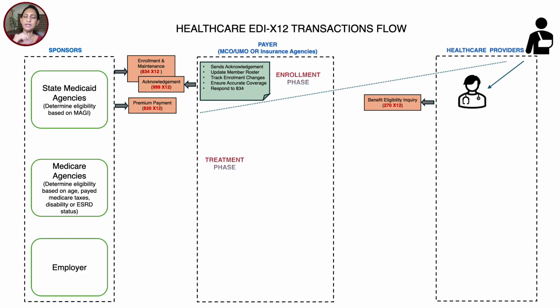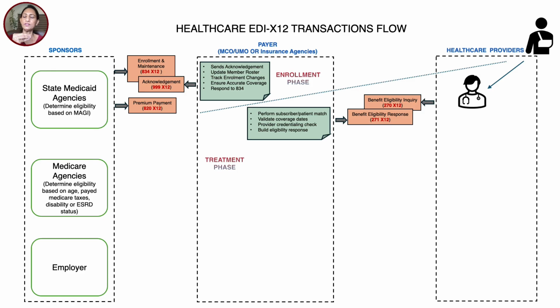file. So the benefit eligibility inquiry is a request, and the response to that inquiry is sent by the payer, which takes care of the subscriber and the patient matching. It takes care of the coverage dates, and the provider credentialing check is also done as part of this, to make sure that the patient is visiting a provider in network or not. And then based on that, the eligibility response is sent back to the provider, and that is done in the form of a 271 X12 file.